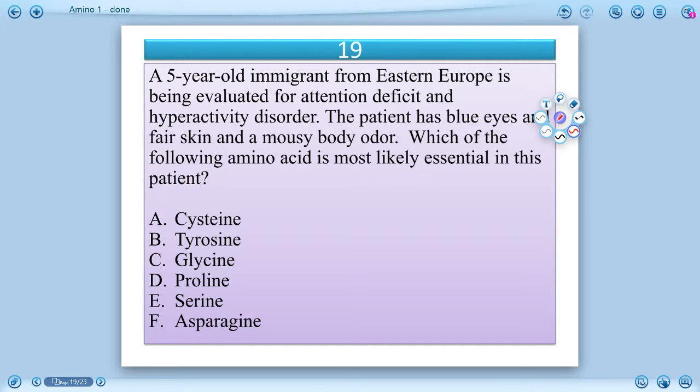And phenylacetate is what gives you that kind of odor. So tyrosine will be essential, because you cannot make tyrosine. This is PKU. Can you diagnose this as PKU? If this is PKU, what becomes essential is tyrosine, since your body cannot make it, so you have to get it from your diet.